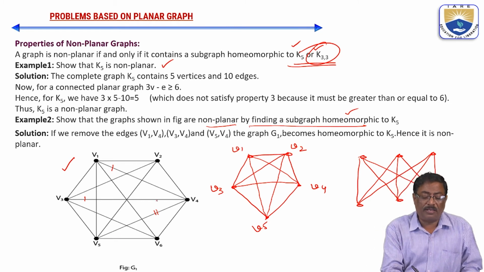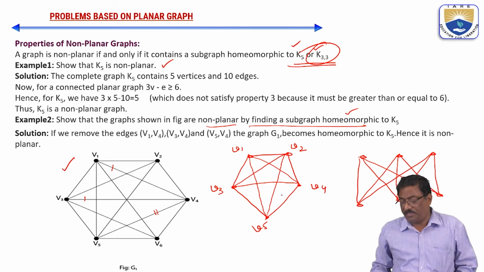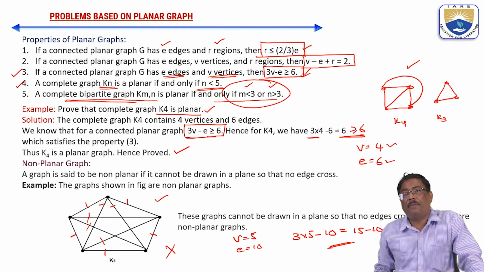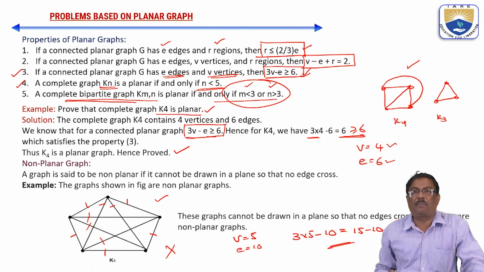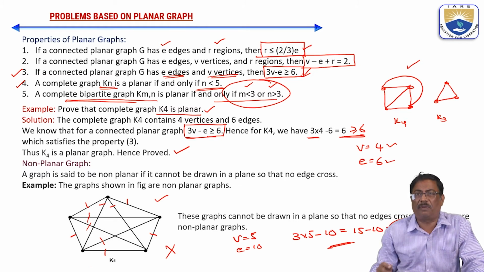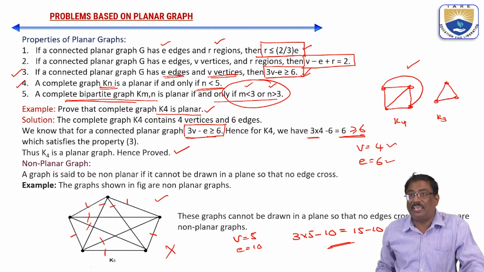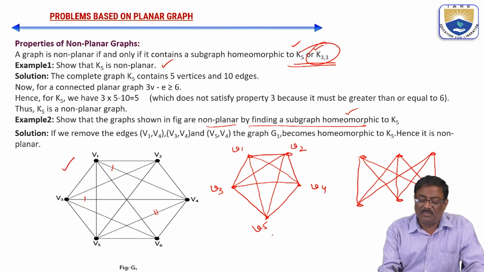So here the basic thing is, one is complete graph with 5 vertices is non-planar, and the bipartite graph. So here, whether the bipartite graph is planar or not, we are going to consider by using this property, the third one. Once again, 3v minus e is greater than or equals to 6.